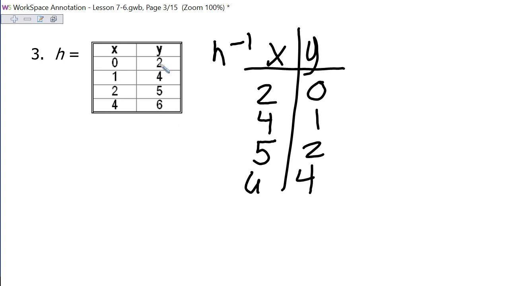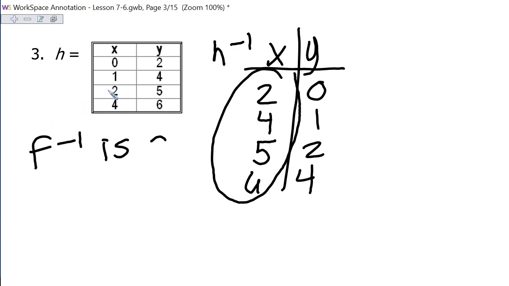Now check the x values. We have 2, 4, 5, 6. Did any of those repeat? No. So is it a function? Yes. So we need to say f inverse is a function.